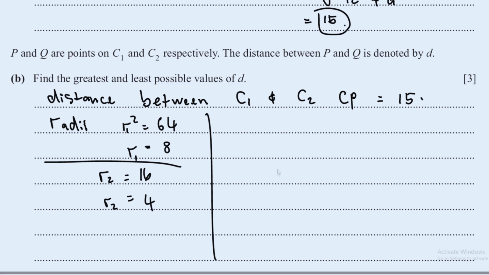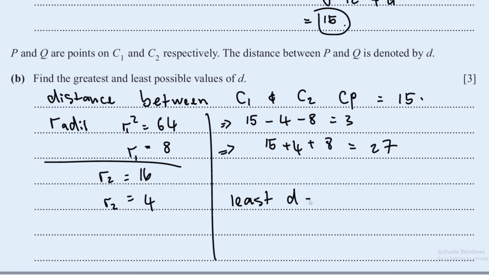Okay, now that we've got my two radii, what we can do is say 15 minus 4 minus 8, that's equal to 3. And then we can also say 15 plus 4 plus 8, which is 27. So the least distance is going to be 3, and the greatest distance is going to be equal to 27.